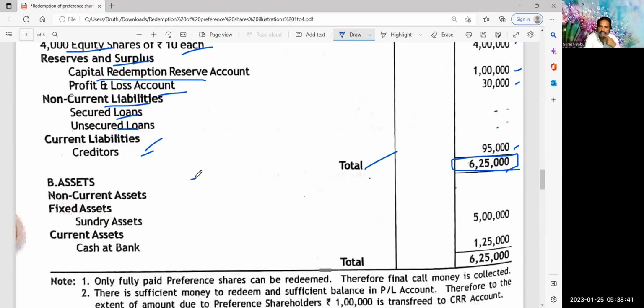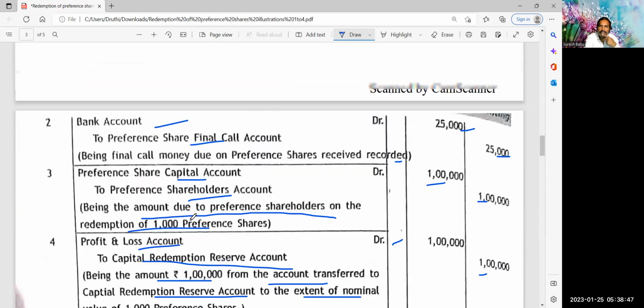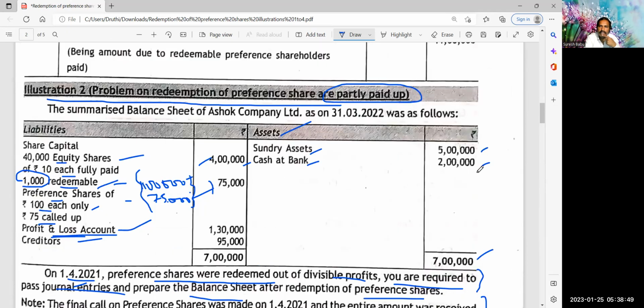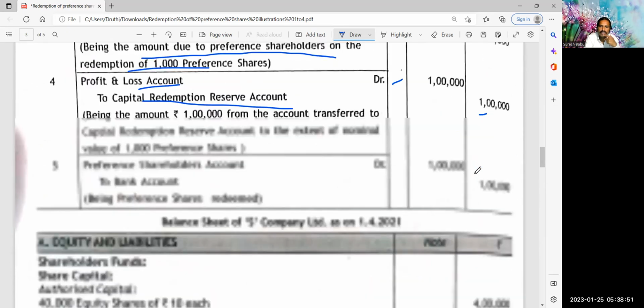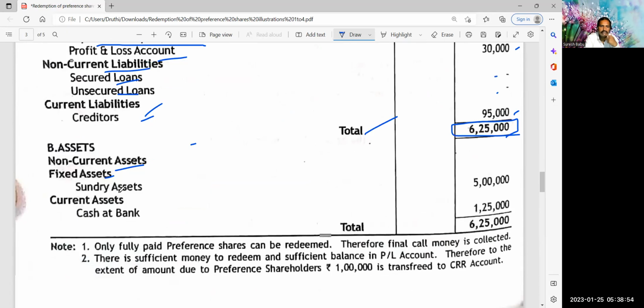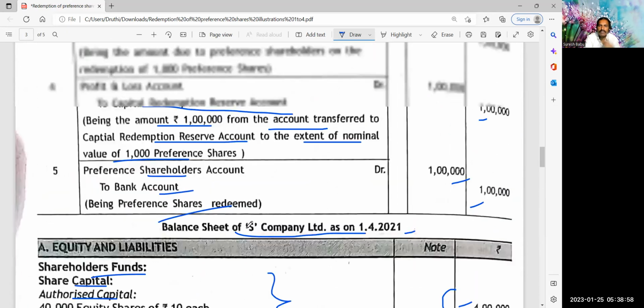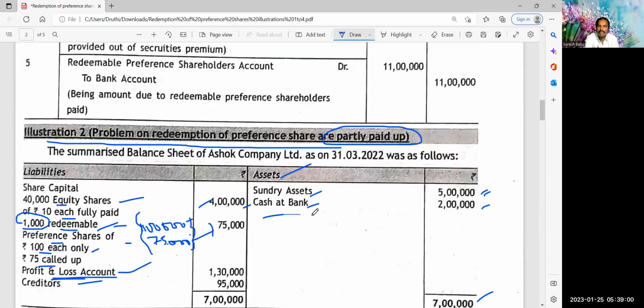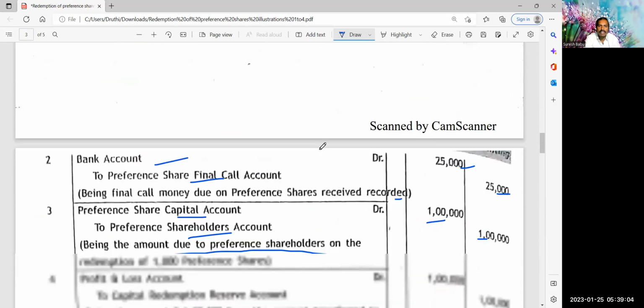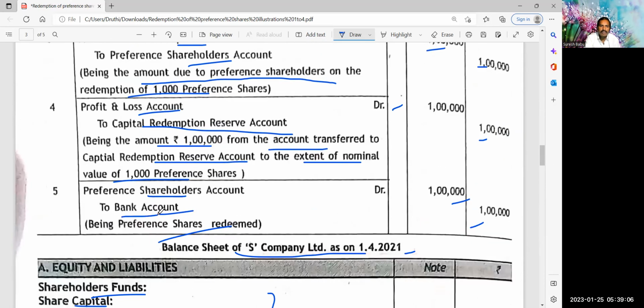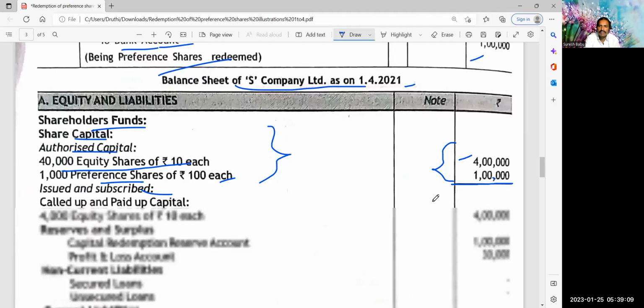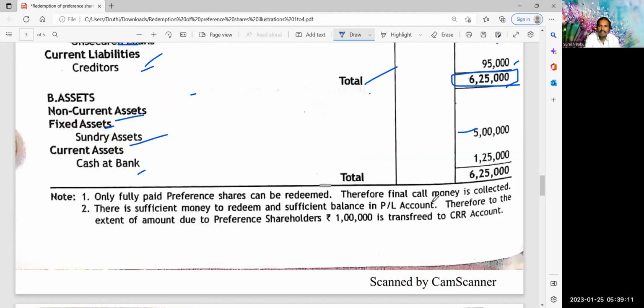Now come to the asset side. Non-current assets, heading fixed assets. See in the balance sheet, fixed assets, how much? 5 lakhs. There is no change, so write it as it is: 5 lakh rupees, fixed assets. Cash at bank, you have 2 lakh rupees. I have told you very clearly. See the last journal entry. How much has been used? 1 lakh rupees. Reduce it. So then the remaining balance is to be shown.